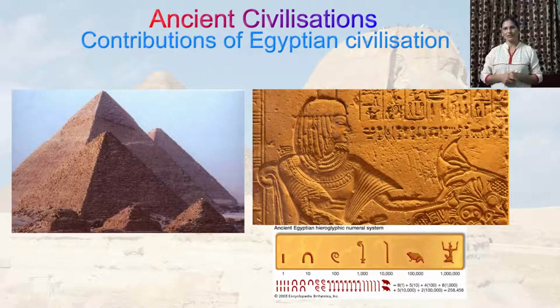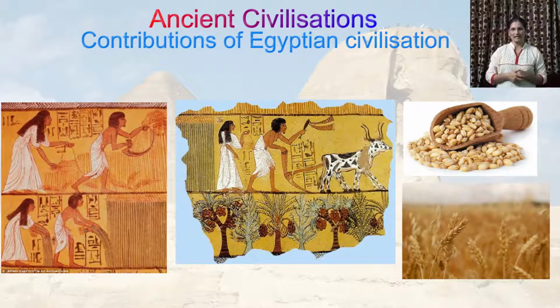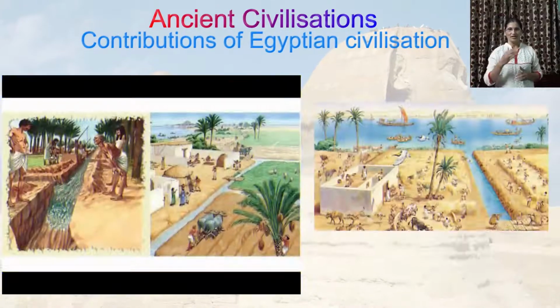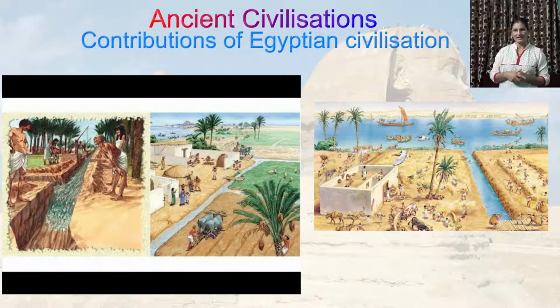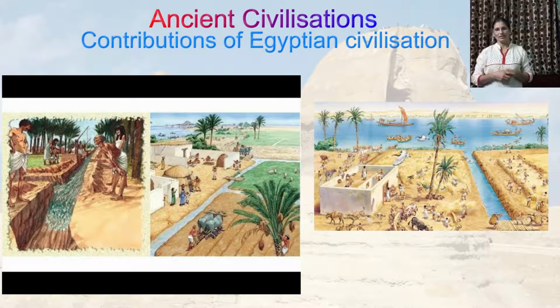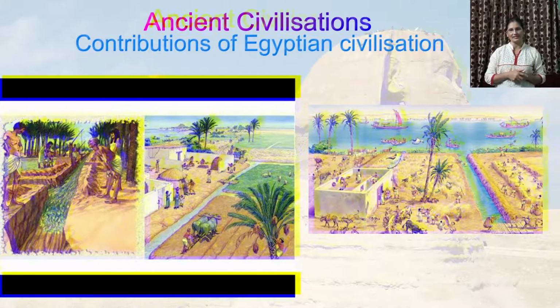Now let's study about the contributions, aspects or features of the Egyptian civilization. Wheat and barley were the food crops of the people of Egypt. They constructed canals, and the water of the river Nile was used for agriculture through these canals.